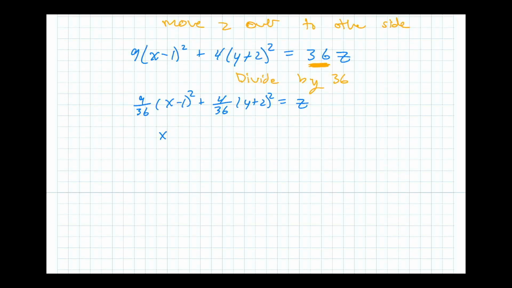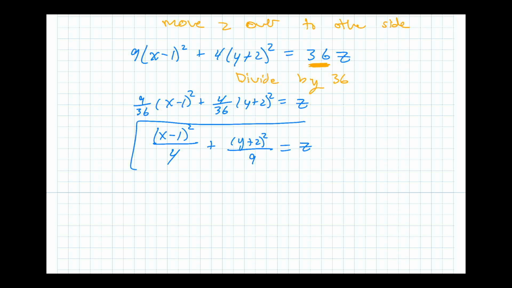9 over 36 is what? Wait, does 9 go into 36? Right? Yeah, it does. 4? Okay, sorry. 9 and 9 is 18. 18 and 18 is 36. All right, so that's 4. X minus 1 squared over 4. 4 over 36 is 9 on the bottom. So y plus 2 squared over 9 equals z.